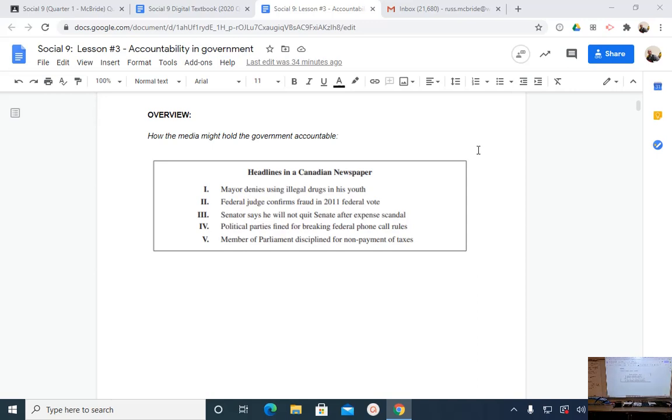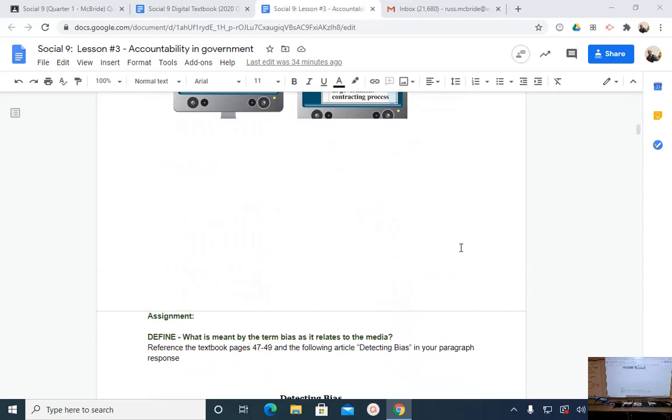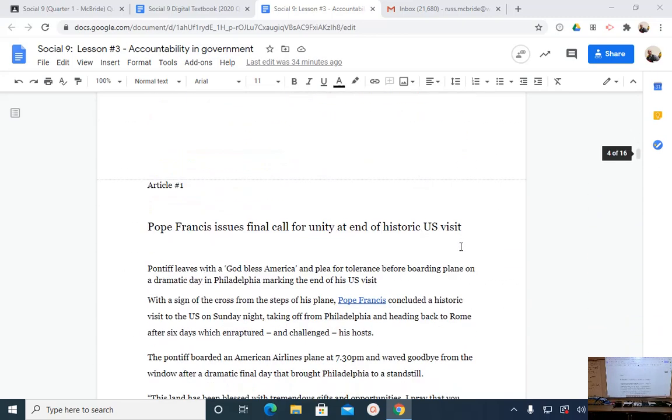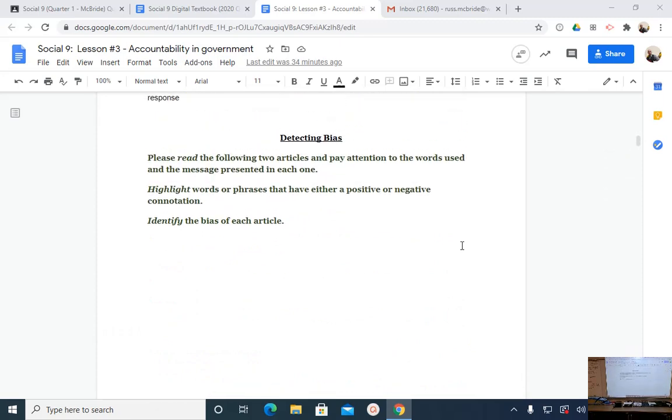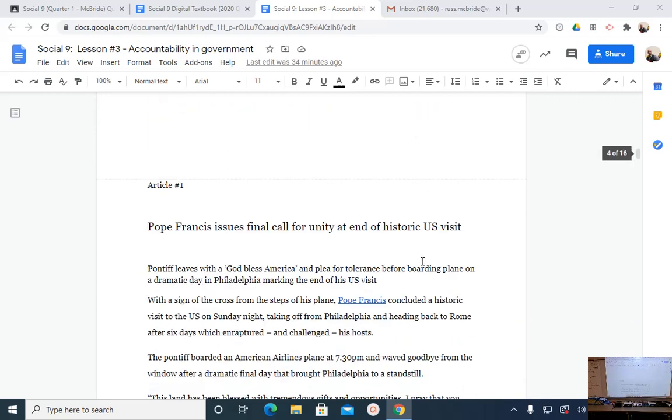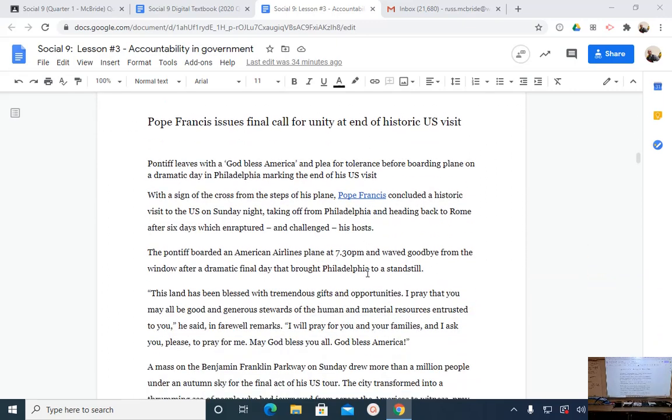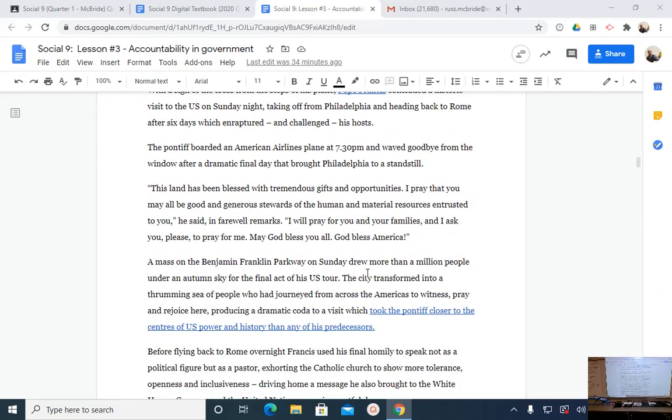So, just like your dog may have divided loyalties, the media may too. This lesson, this document, shows two articles about the same event so that we can detect bias. The event is the Pope, the Catholic Pope, coming to America. Now we have two reports on Pope Francis coming to America, and by looking at the language within the two reports, we can see different spins of the story.